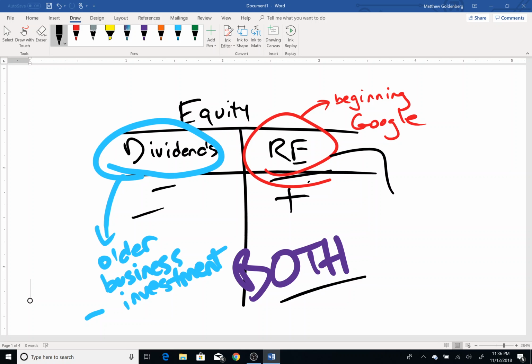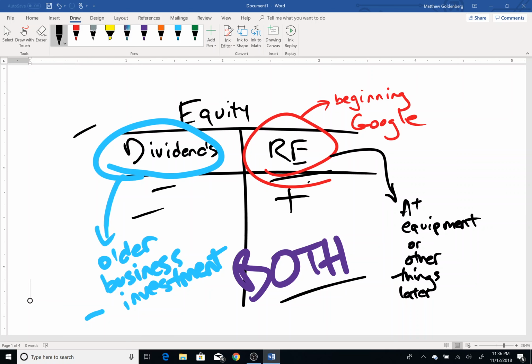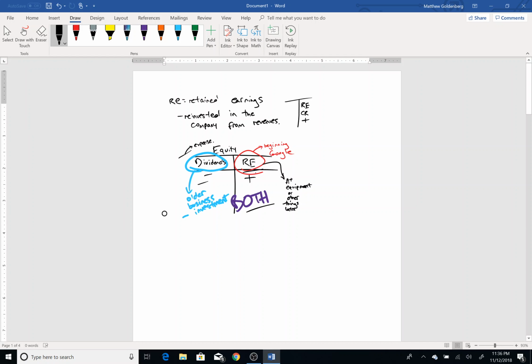This can affect assets by, you can increase equipment or other things later. This typically is an expense. All right. Again, see me if you have any questions on anything.